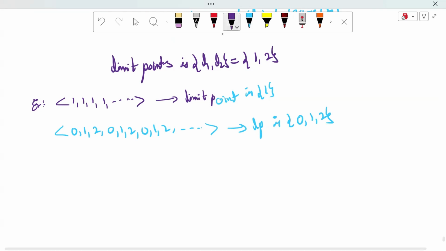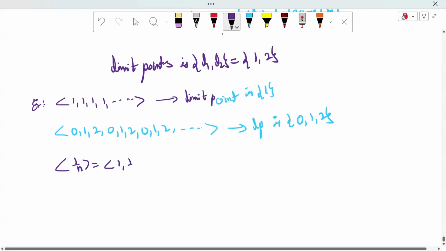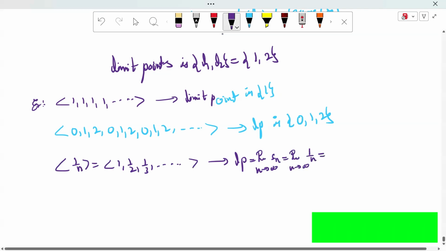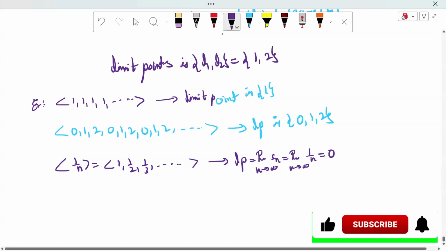For example, we can take sequence Sn is 1 by n, sir. 1 by n. This is 1, 1 by 2, 1 by 3, up to so on. What is the limit point, sir, here? Limit point. చెప్పడానికి రాదు కాబట్టి నేను ఏం చెప్పాను సార్? లిమిట్ పాయింట్ ఈజ్ ఈక్వల్ టు లిమిట్ n అప్రోచ్ టు ఇన్ఫినిటీ Sn. Sn అంటే లిమిట్ n అప్రోచ్ టు ఇన్ఫినిటీ 1 by n. It is nothing but 0. అంటే లిమిట్ పాయింట్ ఏమవుతుంది సార్? Therefore limit point ఏమవుతుంది?